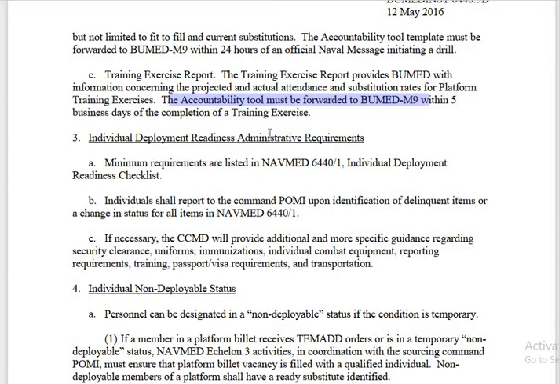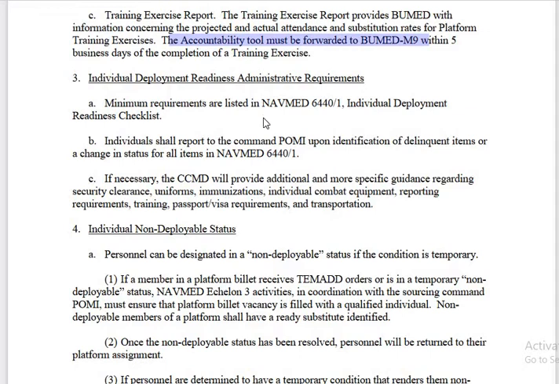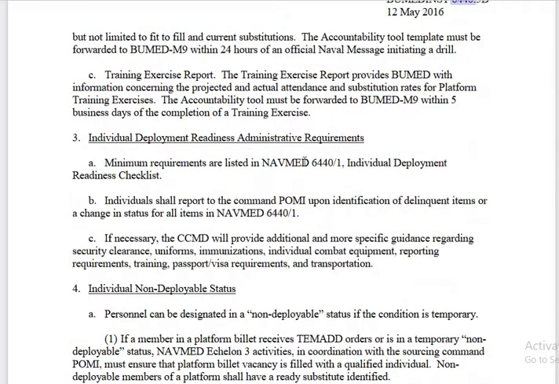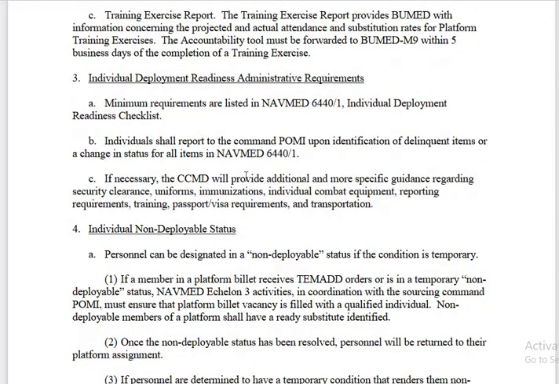So deployment readiness administration. So look, 6440. 6440, same as the instruction. 6440/1 is an individual deployment readiness checklist. Individuals need to contact their POMI if there's any delinquent items or change of status. And the company commander or CCMD will provide additional, more specific guidance for security clearance, uniform, anything else they may need.